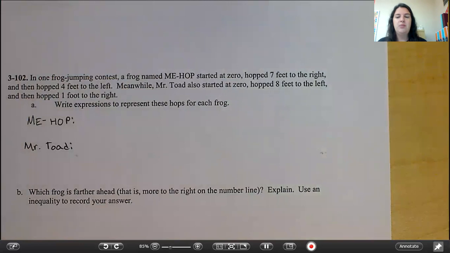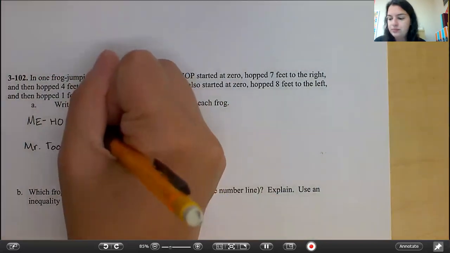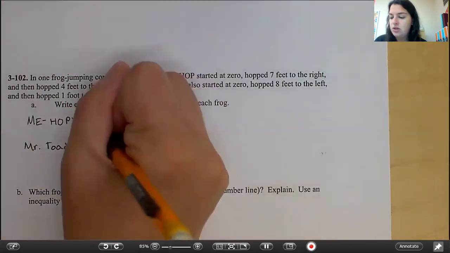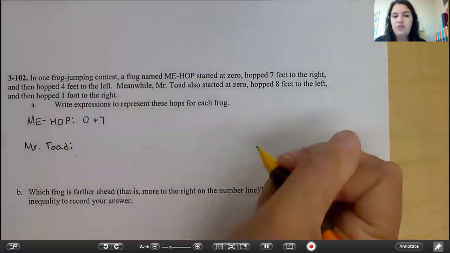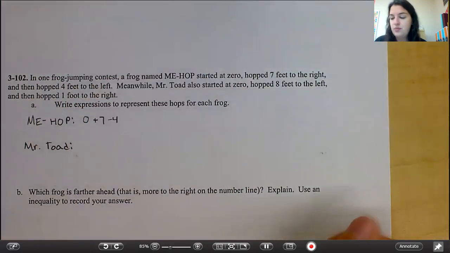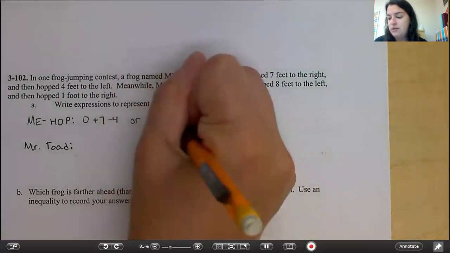Okay, if you're back with me, that means you have written the expressions for part A of problem 3-102. So Mihop started at 0, hopped 7 to the right, so plus 7, then hopped 4 feet to the left, minus 4. Or you did not need to put the 0, and you could have just had 7 minus 4.